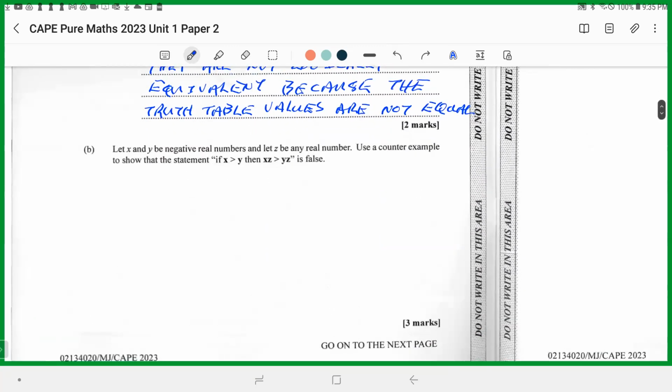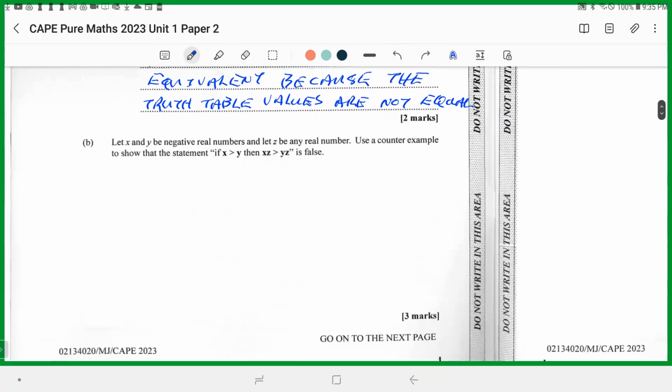Next one says, let x and y be negative real numbers. Negative real numbers. That means that x is less than 0 and y is also less than 0. All right. So x is a negative number and y is also a negative number. That's what they're saying. But they are also real, right? Negative real numbers. And z is any real number. So z is any real number. All right. So these two are also real, right? So I'm just going to write like this. These two are also real numbers.